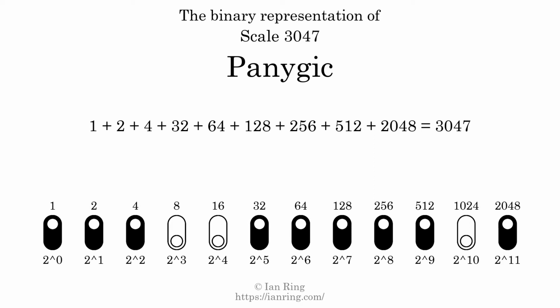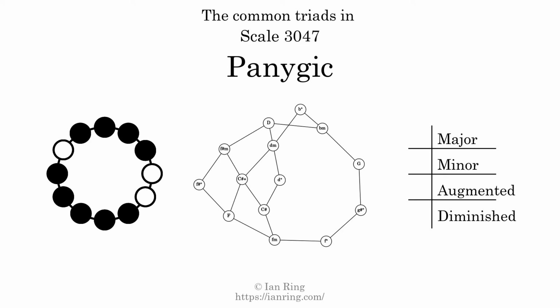The scale number not only enumerates the scale with a unique index, but it also literally describes the tonal content of the scale. Represented as a binary number in base 2, the scale number is 101111001111. Here are the common triads present in this scale.